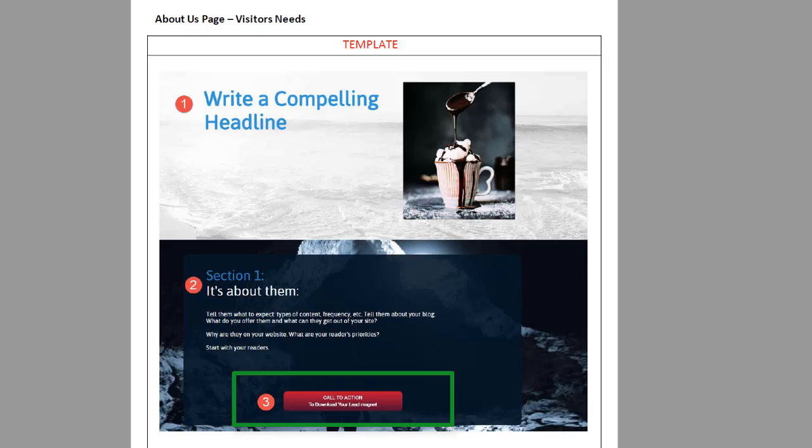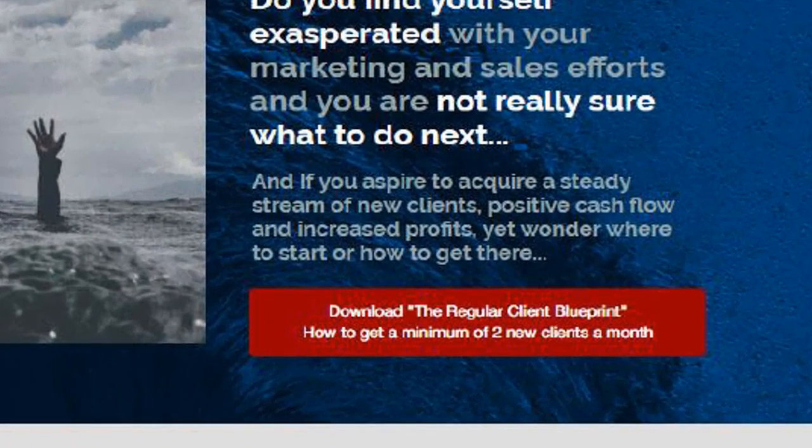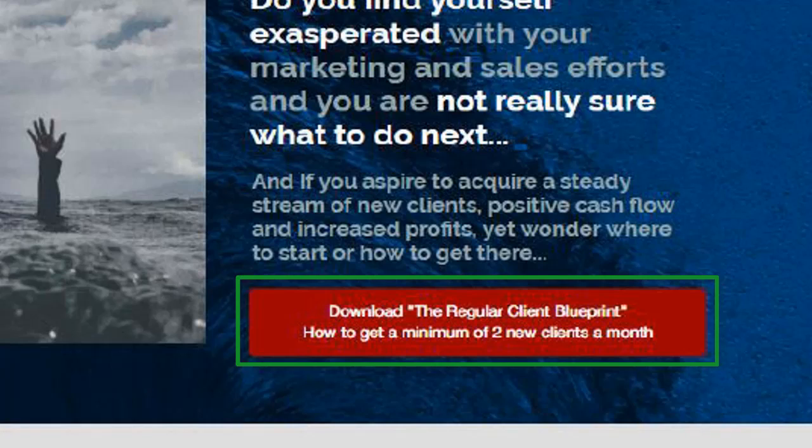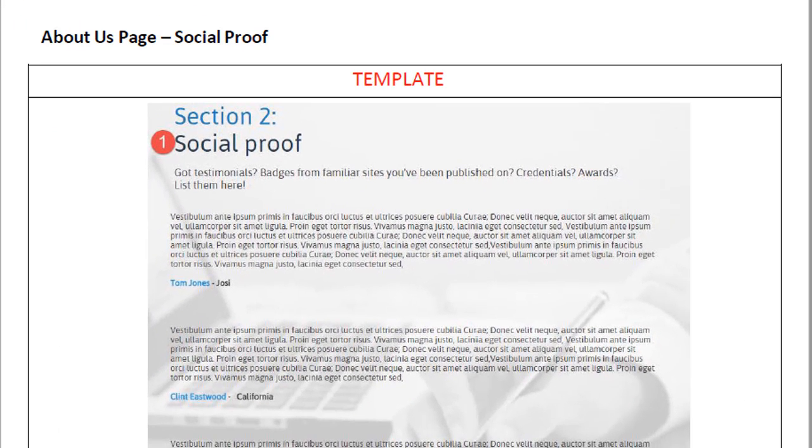We're trying to get that email address, and it's very, very similar. In my case, I'm asking them to download my regular client blueprint, and you've seen that over and over again. That is the freebie, that's the lead magnet that I'm giving away in order to get them to part with their email address. Now, the next section on the About Us page is the social proof section.